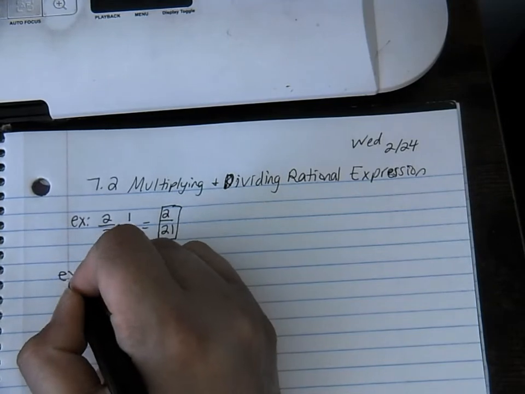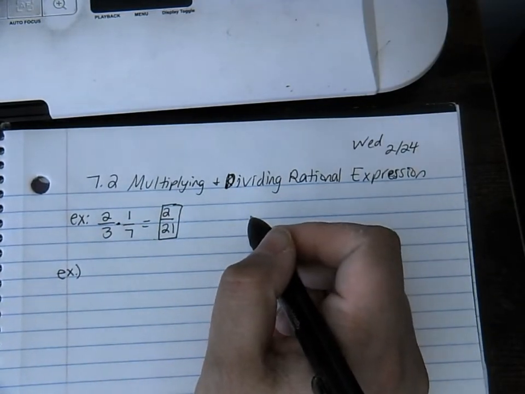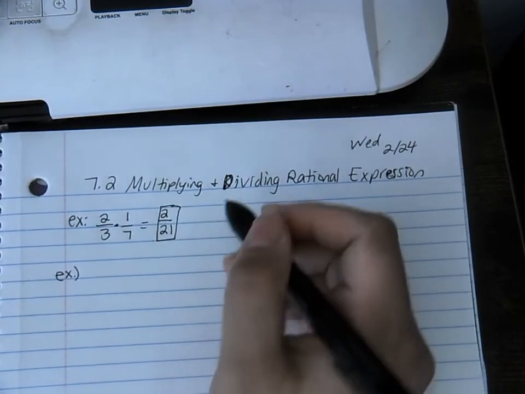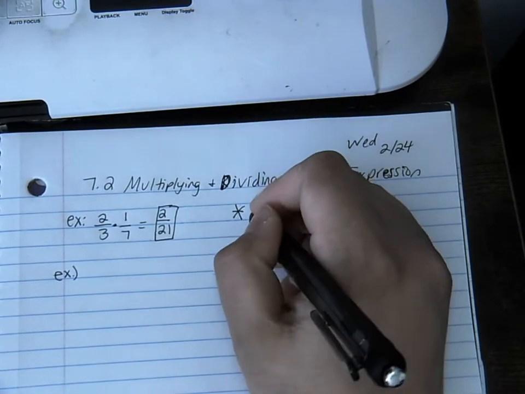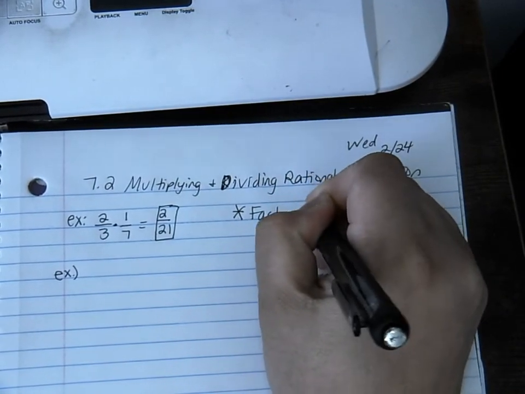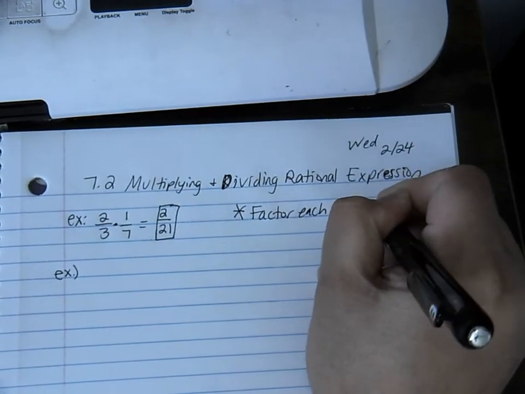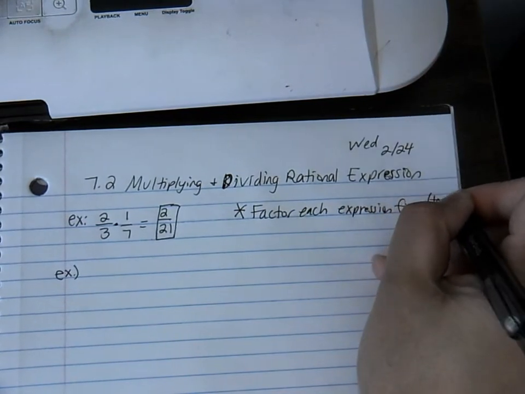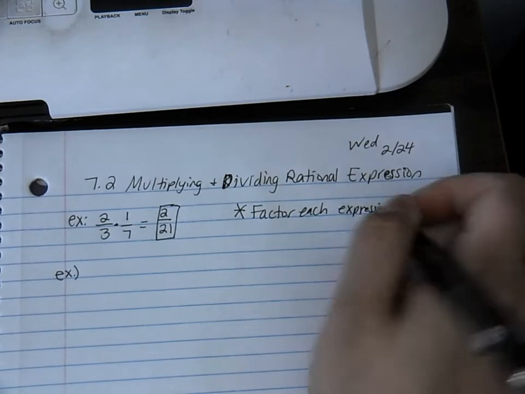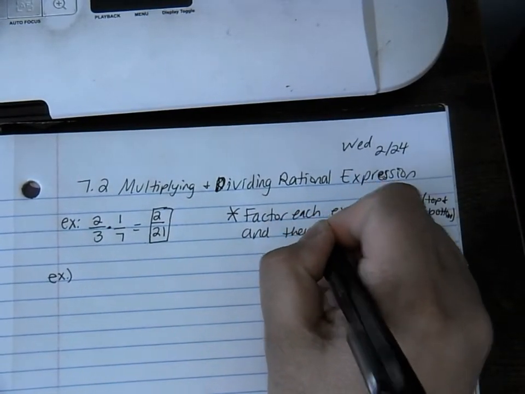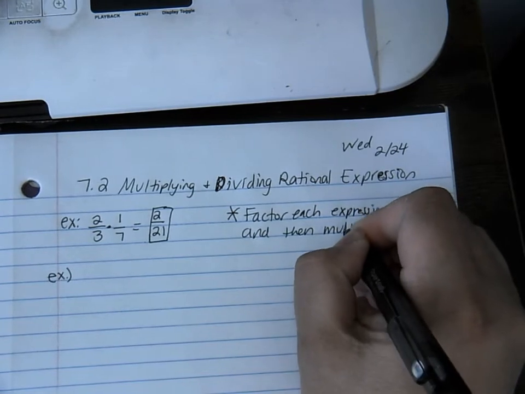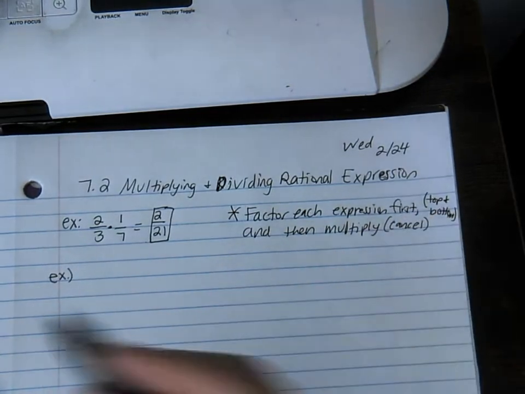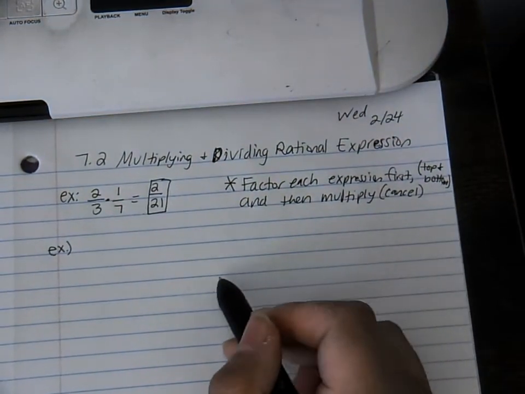So here is our first example. Again, multiplying is exactly what it sounds like. You're going to multiply the top and then multiply the bottom, but only after you factor. So the key part that I would focus on here is: factor each expression first, and I'll just put in parentheses top and bottom. That's talking about the fractions. And then multiply, and I'll put in parentheses here that includes canceling out, reducing fractions, and so on. So we'll do all of that as we try out these examples.